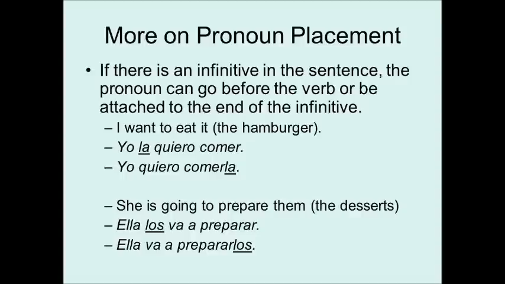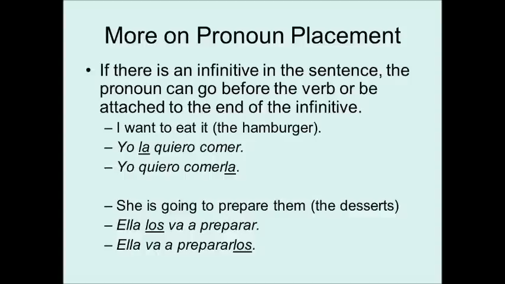Okay, so as you can see up here on the screen, there are some situations where there is an infinitive verb in the sentence. Now, this basically means that there is more than one word to the verb. Somebody, for instance, likes to do something or wants to do something. You have a helping verb and then the regular verb. Those are the situations where you have the option of placing the direct object pronoun either in front of the verb, as we talked about in the last lesson, or tacked on to the end of the infinitive.